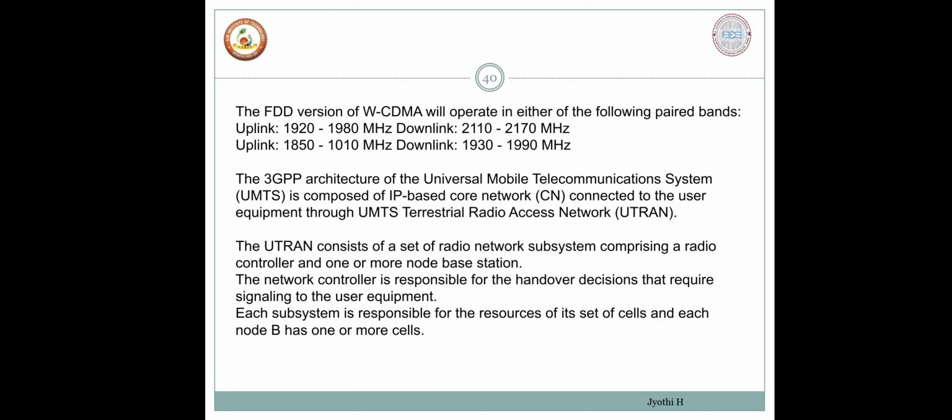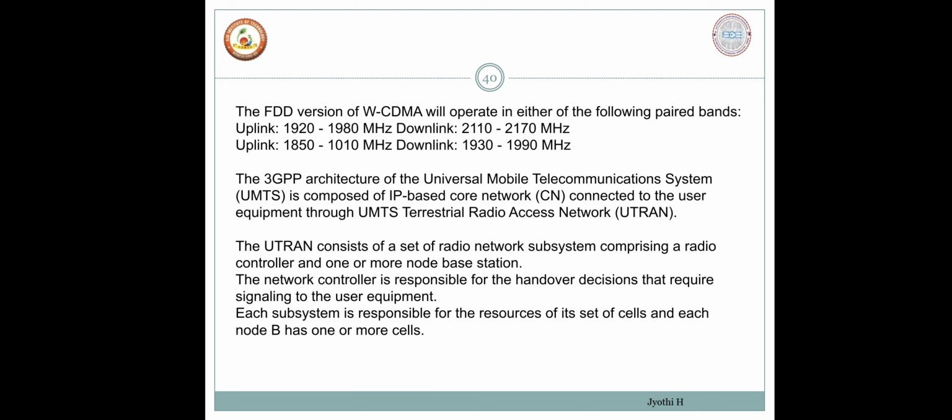The uplink frequency is 1920 to 1980 megahertz, and the downlink is 2110 to 2170 megahertz. That is the frequency division multiple access. WCDMA will operate in either of the following bands: the uplink band of 1850 to 1910 megahertz, and the downlink frequency of 1930 to 1990 megahertz.